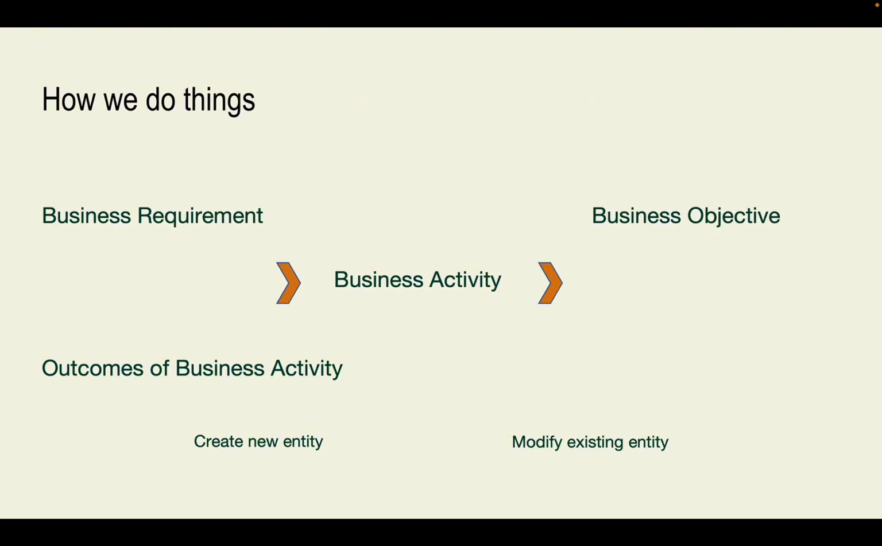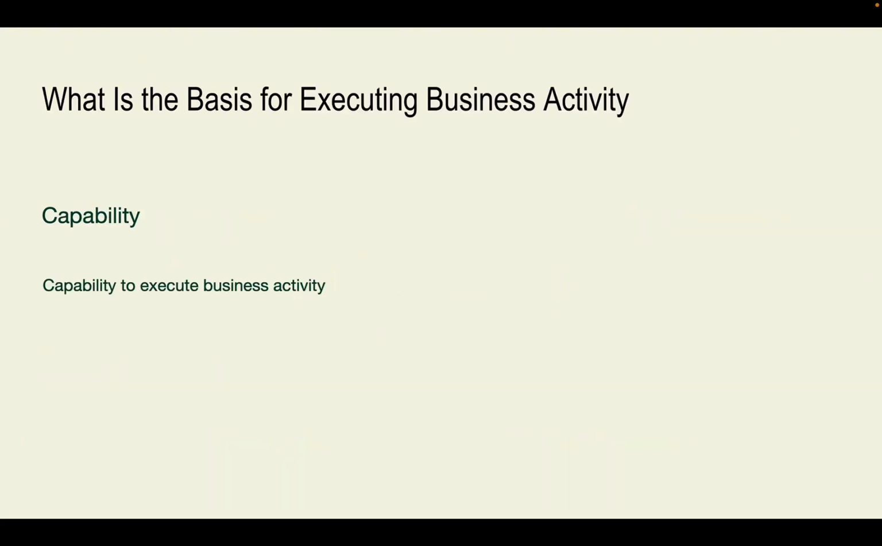So, how do we accomplish these activities? The answer is capability. To use the previous examples again, if I don't know how to make a steak, even though I want to eat it, I won't be able to make it because I lack the capability.